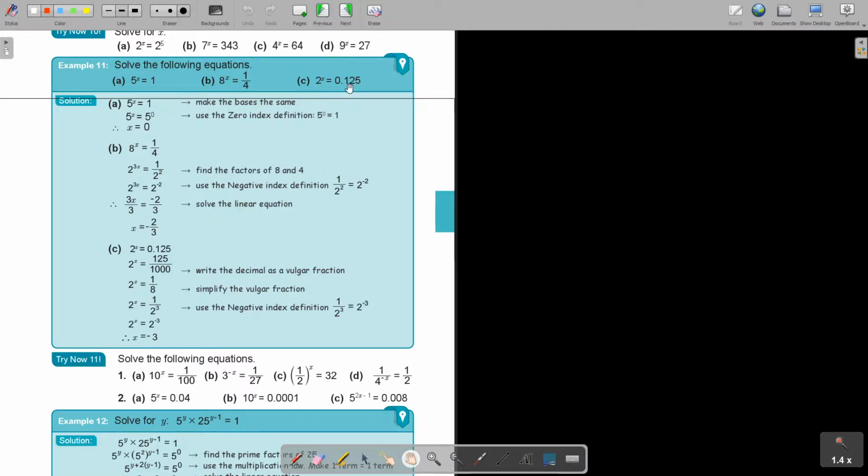And if you see a decimal, just make it a vulgar fraction first. There are 3 decimals, so 125 over 1000, then use your calculator: 125 ab/c 1000, and that will give you 1 over 8. So first simplify it, and then write prime factors. So it's 2 to the power of 3. Then bring it up. Now it's on the same level, and then you can say x is equal to -3.